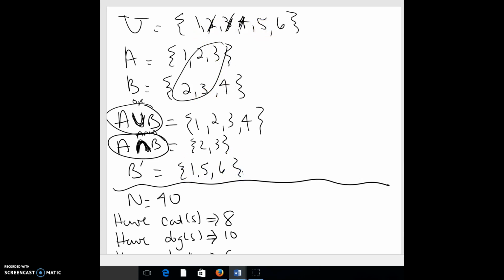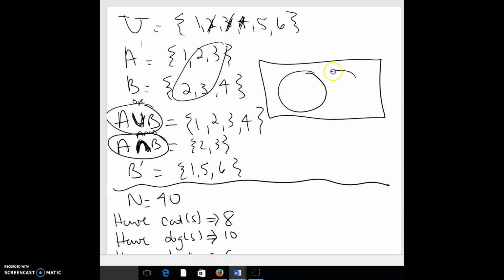Now again, you can also draw a picture for this. So if this is your universal set, A has 1, 2, and 3, and B has 2, 3, and 4. So what you would do is put the overlap, the intersection, 2 and 3, in the middle. A would be out here. So do you see how A has 1, 2, and 3 in it? So that's the set. B has 2, 3, and 4. So you can see 2 and 3 is also in B, and 2 and 3 is also in A.